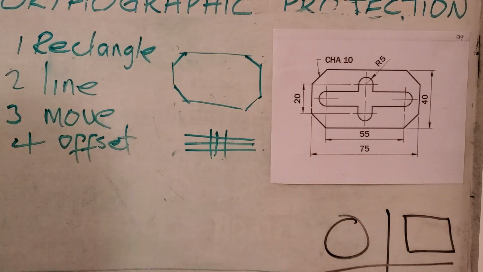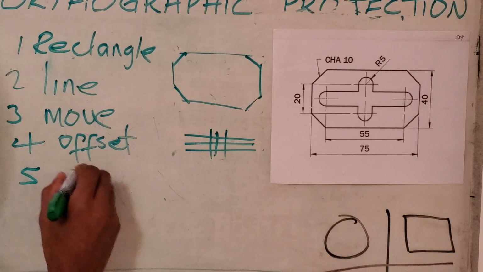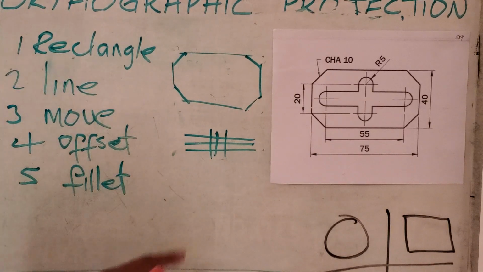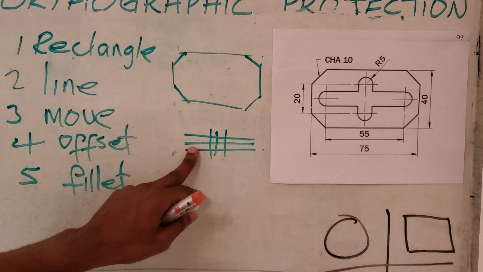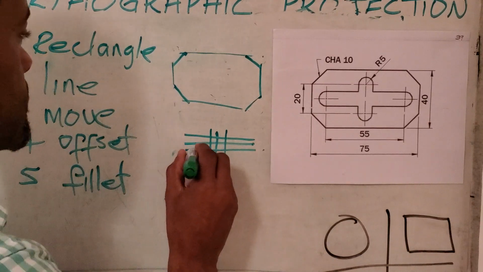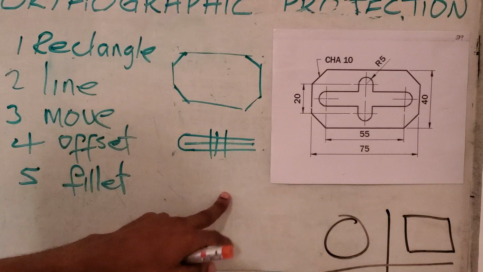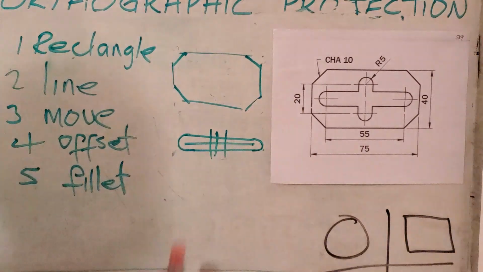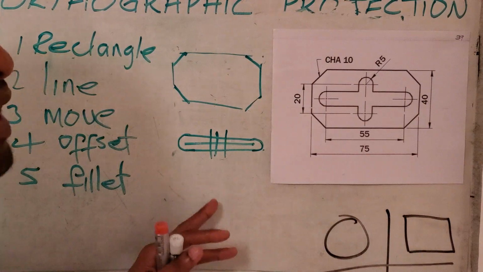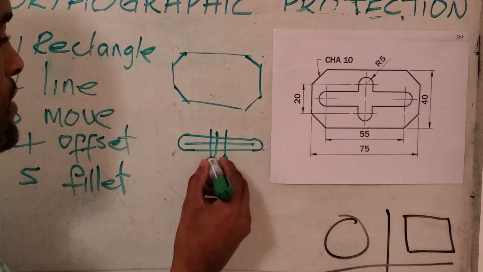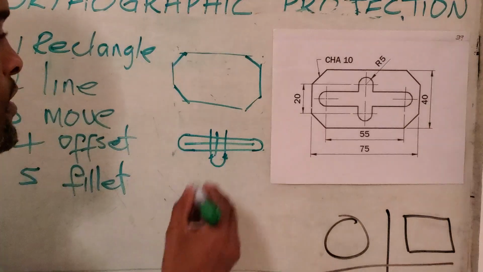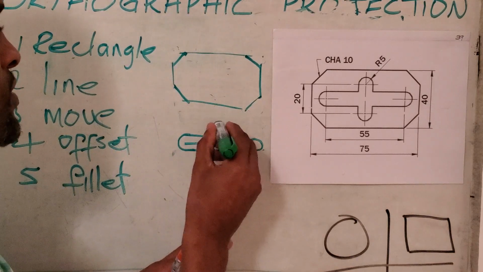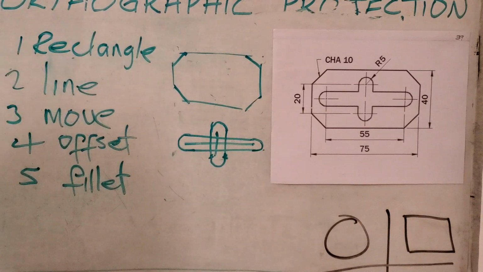The next step is to fillet. So type F for fillet, then touch this end, touch that end. That will form a curve. Space bar to reactivate. Touch this end, touch that end, that curve will form. Space bar to reactivate. Touch this line, touch that line, a curve will form there. Space bar to reactivate fillet, touch this line, touch that line, and a curve will form there.